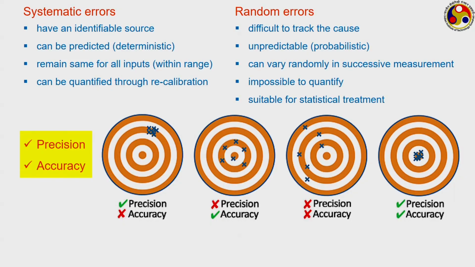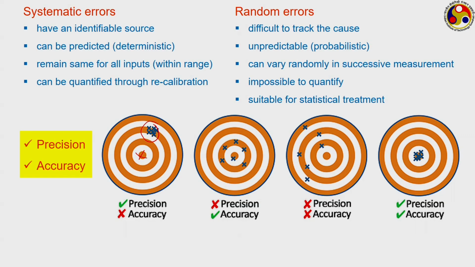Let us take a look at this diagram. Look at the first case. Here several readings have been taken and all are coming in a nice bunch, but that is far away from our actual target, which is supposed to be here. So, we can say that there is hardly any difference between successive readings, and so there is not too much random error. So, the device is precise, but it is definitely not an accurate one.